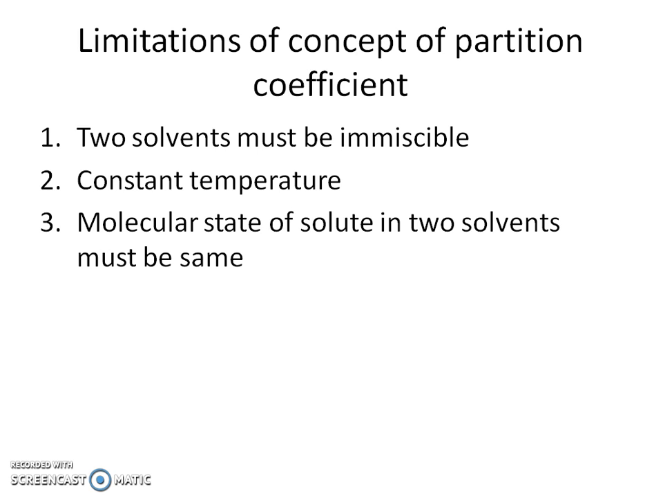Third limitation is the molecular state of solute in the two solvents must be the same. That means if solute exists as a separate entity, for example solute X exists as X in A, it should exist as X in B. If two molecules of X associate in the form X2, it must exist as X2 in A and it must exist as X2 in B. If three molecules associate and form X3, it must exist as X3 in A and X3 in B. That means the molecular state of solute must be the same in two solvents, otherwise this concept is not applicable.